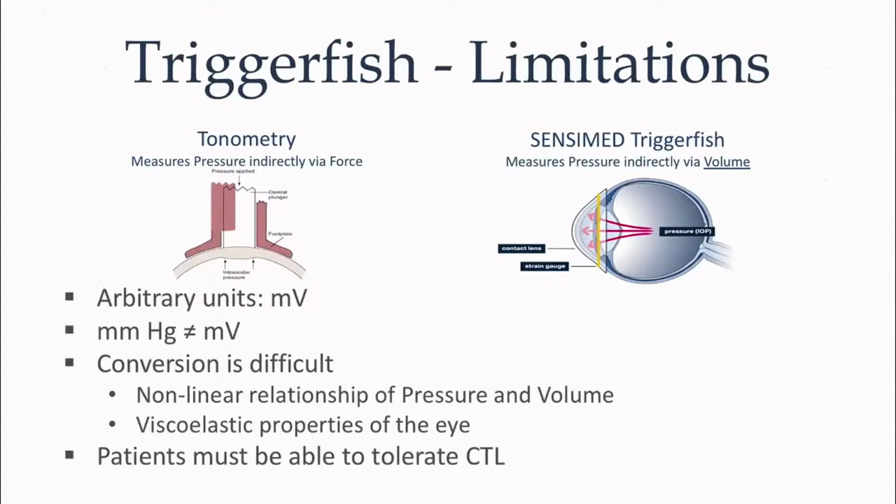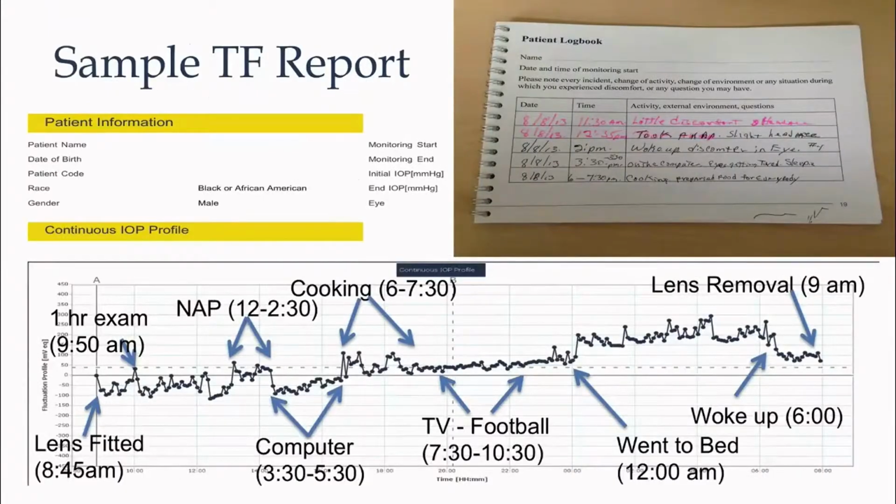There are, of course, limitations. There's not a one-to-one relationship between pressure and the output that's coming from the Triggerfish. They're still doing a lot of work to correlate the two. The conversion is difficult. It's nonlinear, and patients must be able to tolerate the contact lens, which, like I said, is fairly straightforward. One thing I really love about this system is that patients have been keeping a diary when using this, so you can kind of follow what they've been doing and what that does to pressure. So in this case, patient came in, had the lens fitting, went to sleep for a little bit, and you can see what's happening to the pressure here during the spike.